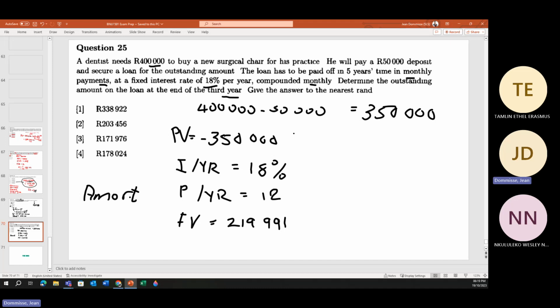Okay, so no, this is not going to work. So I can't take the shortcut. I need to use the amortization. I thought I could take a nice shortcut with this. I just quickly want to check if we can do another shortcut. Otherwise, we need to follow the route of amortization for you guys.